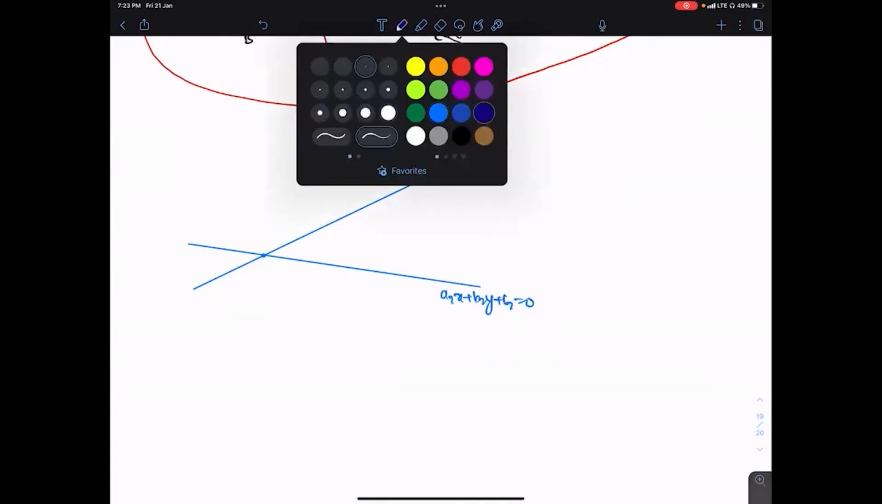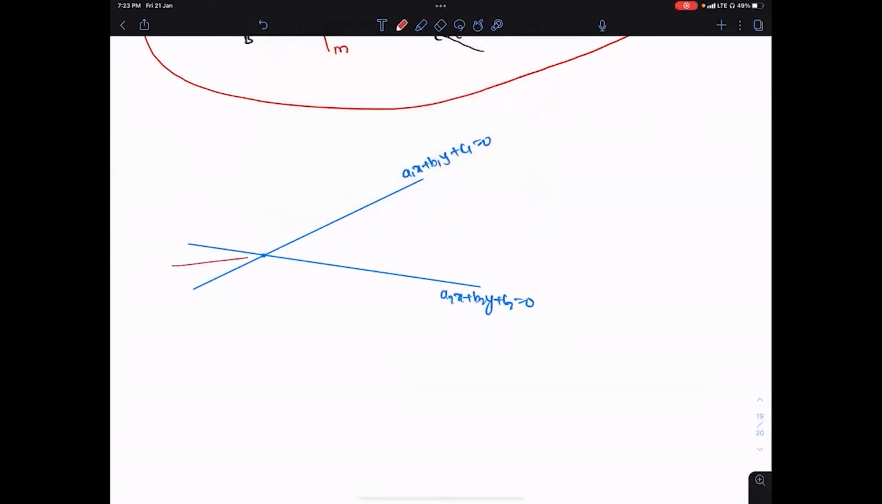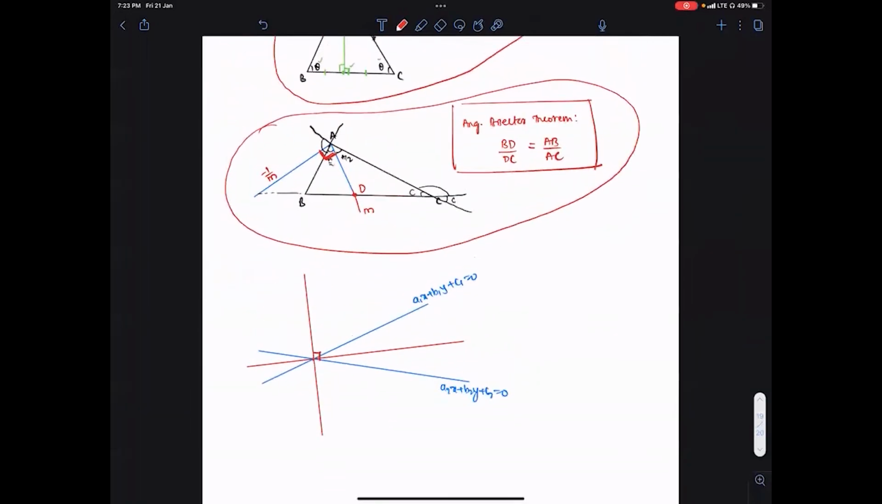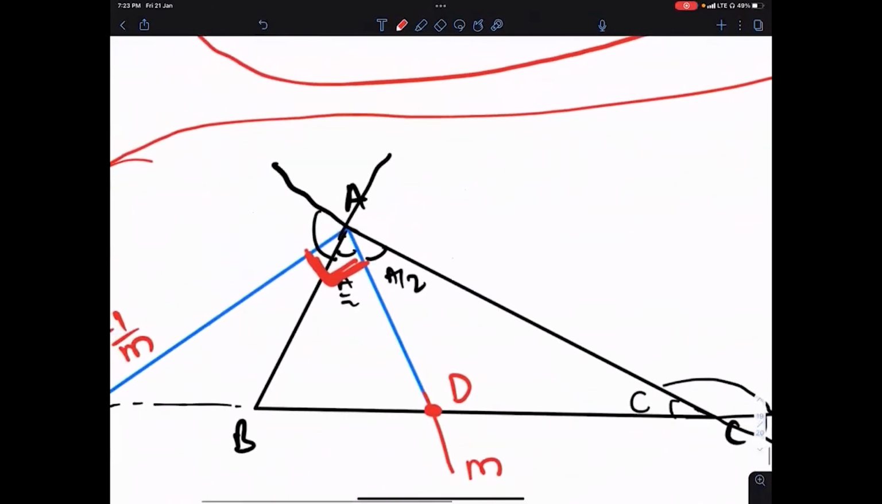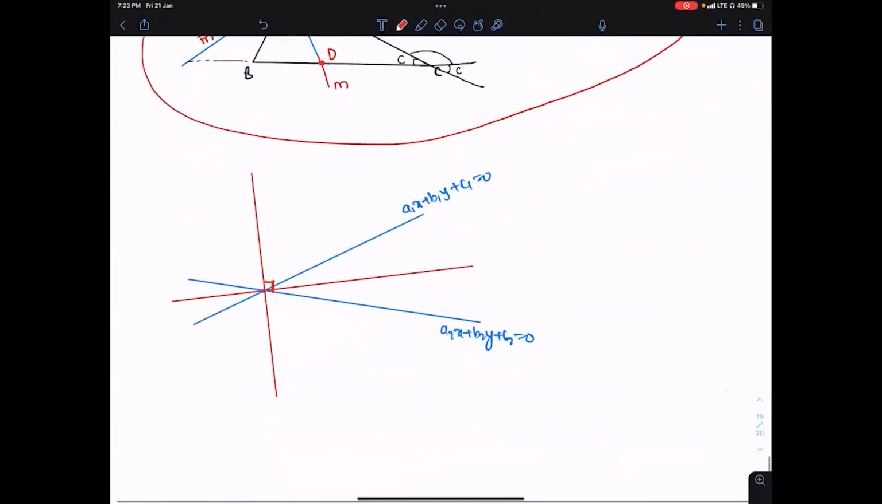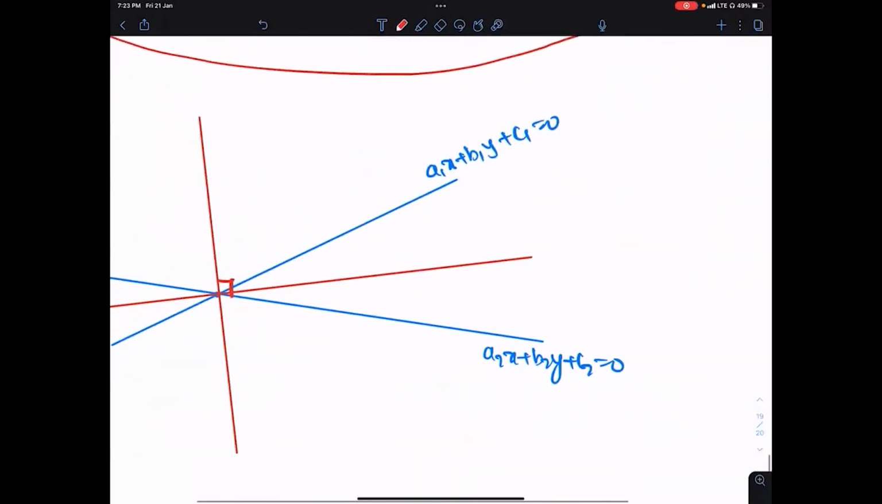You have two angular bisectors, one like this. Between these two lines, you will have two angular bisectors. The angle between them will be 90, just like in the triangle. This is just two lines intersecting. Two angular bisectors, the angle between them is 90. Same diagram I have drawn here.